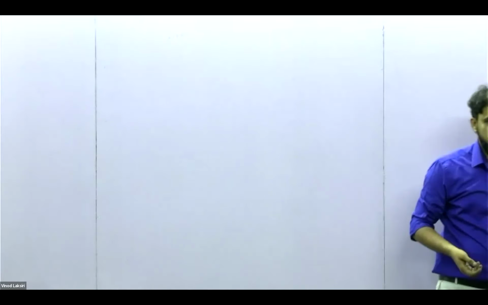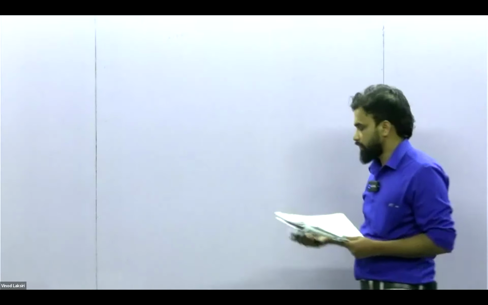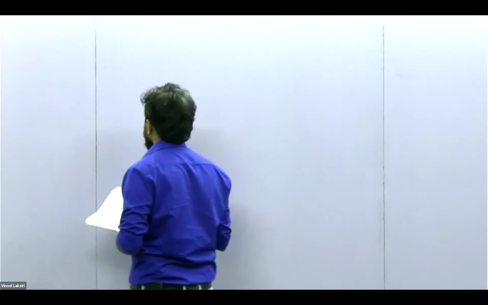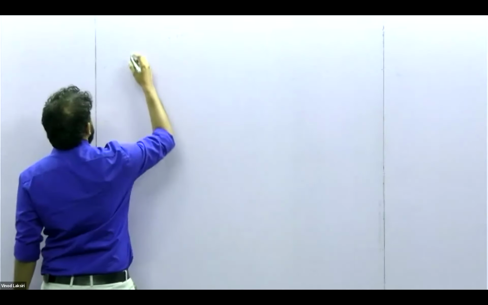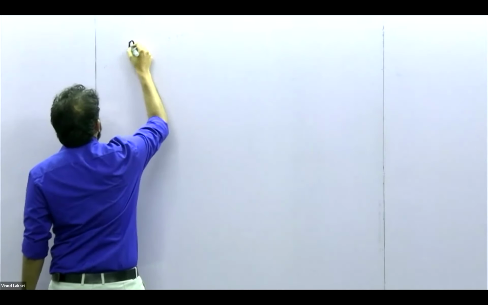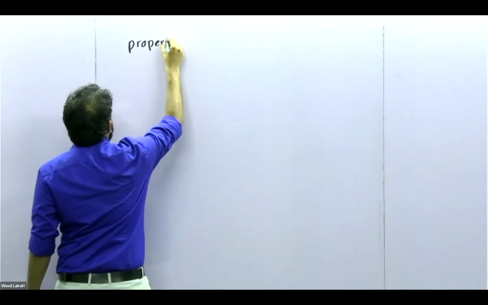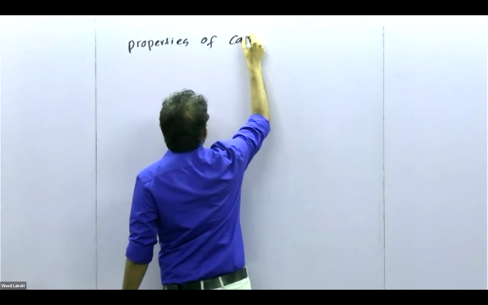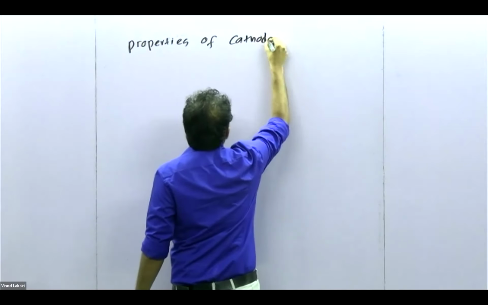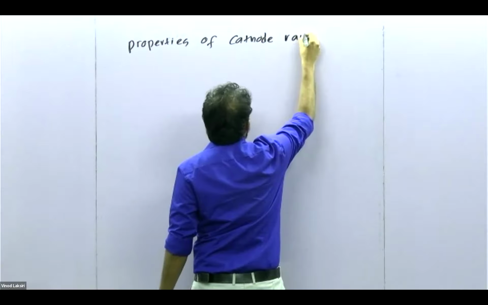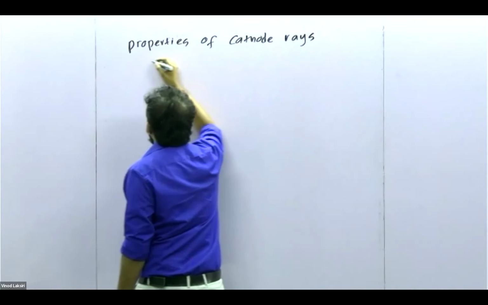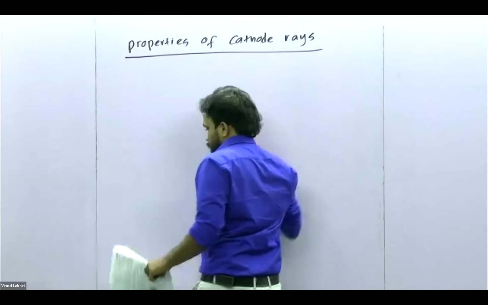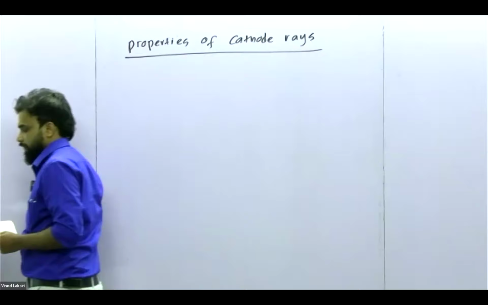Then after discovering this cathode ray by William Crookes, scientists start to study about this cathode rays. Right. Then write down next topic. Properties of cathode rays.